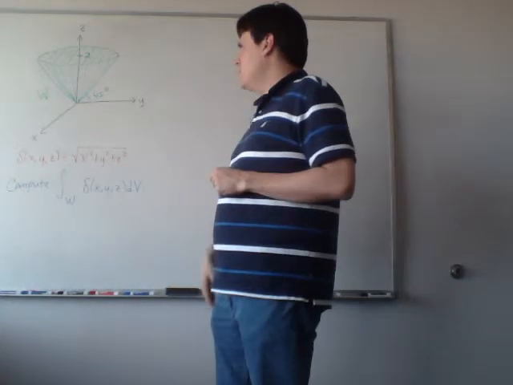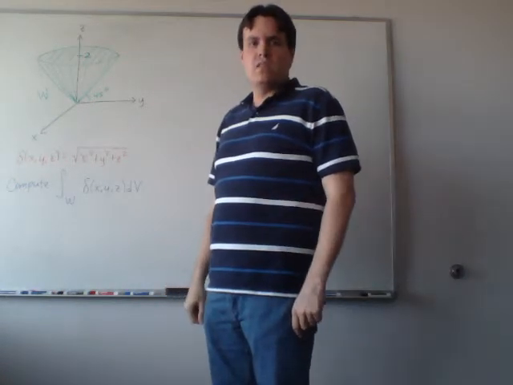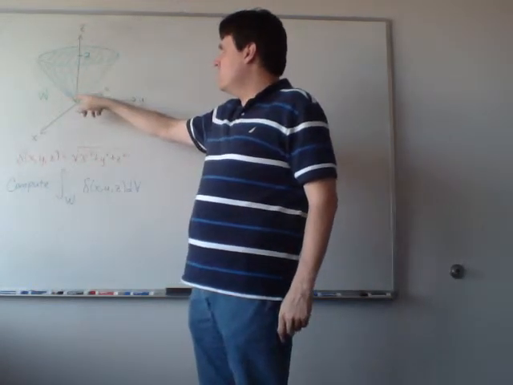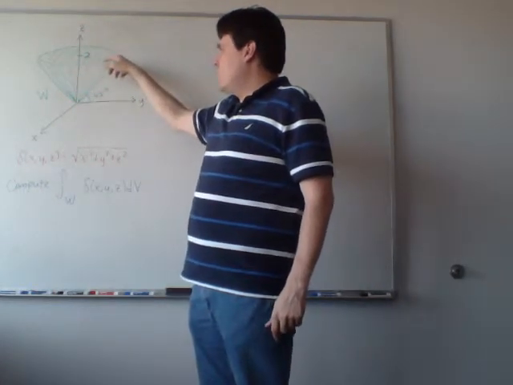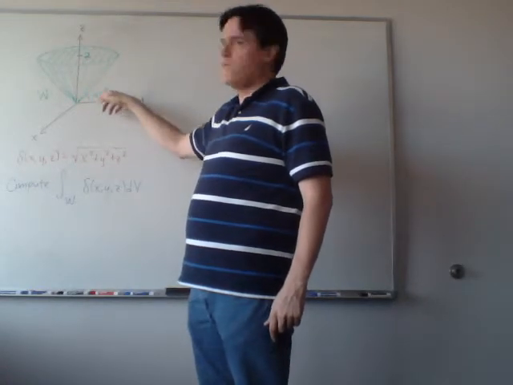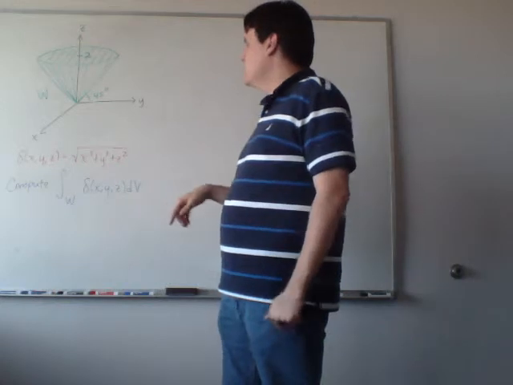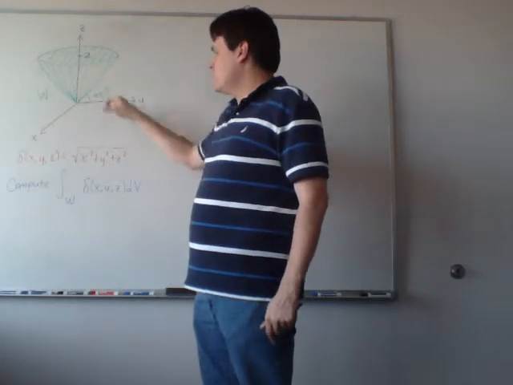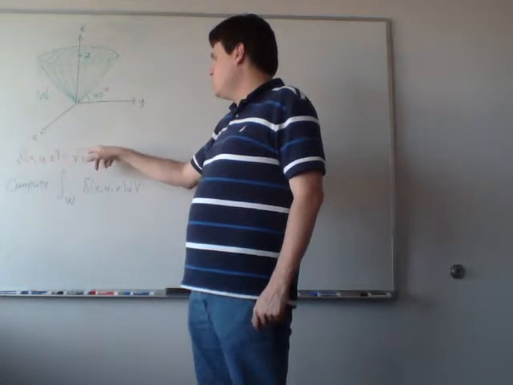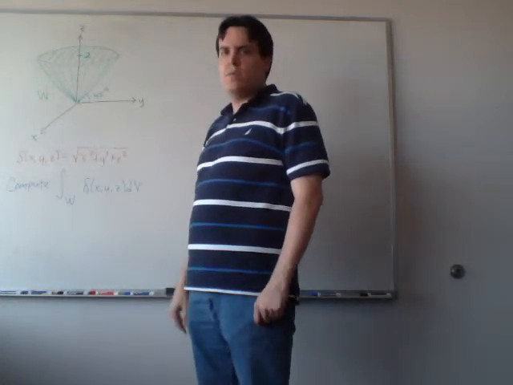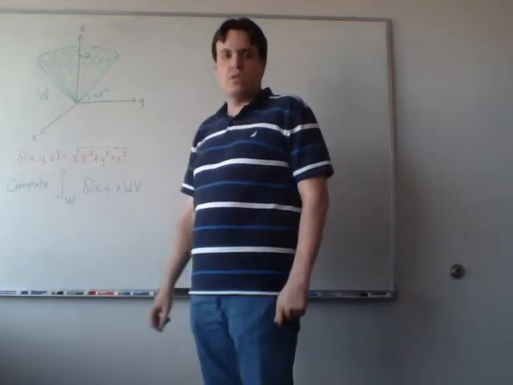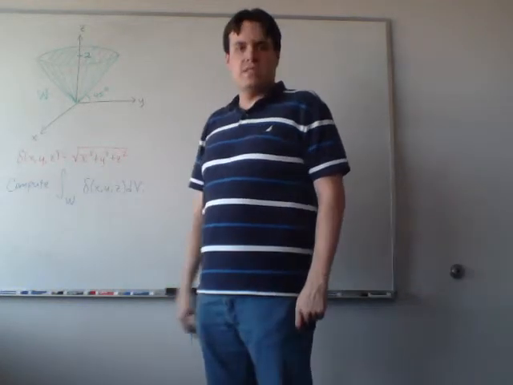This is just a problem that I've never seen before that I've put up on the board. You have a cone. It's a solid cone, which I'm calling W. The height of the cone is 2, and it's the usual shape where the lateral face of the cone is at a 45-degree angle with the xy plane. And over that region W, I want to integrate the density function delta of x, y, and z equals the square root of x squared plus y squared plus z squared. And we're going to try to compute the integral over W of that density function.